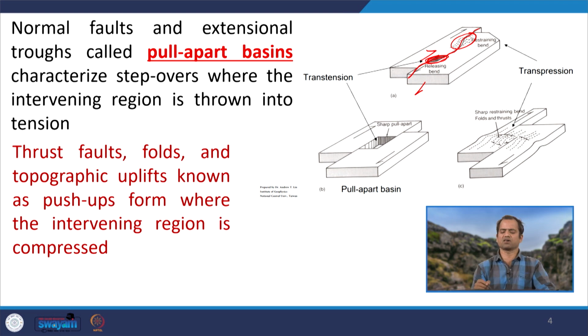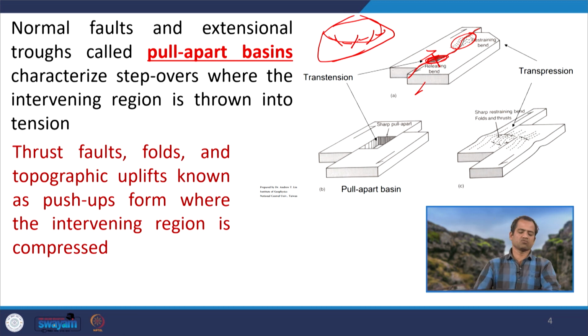So, if I am taking a cross section from here to here, two blocks are moving away from each other, that means we are creating some normal faults. So, this is a zone which is introducing normal faults, they are facing each other, that means we are creating a basin, and that basin is called a pull apart basin. That is why normal faults and the extensional troughs are called pull apart basins.